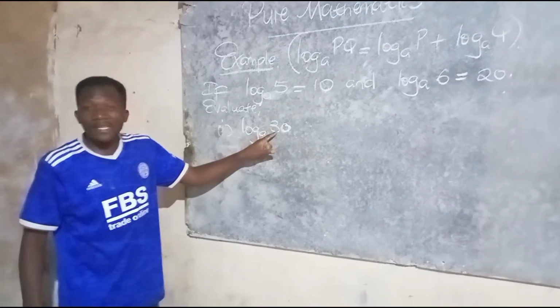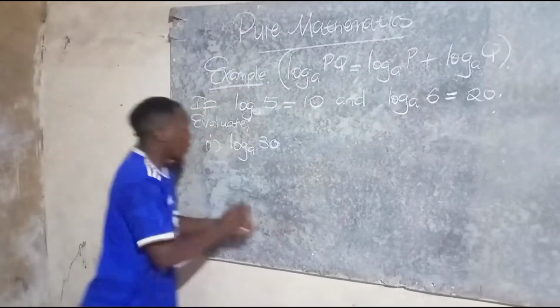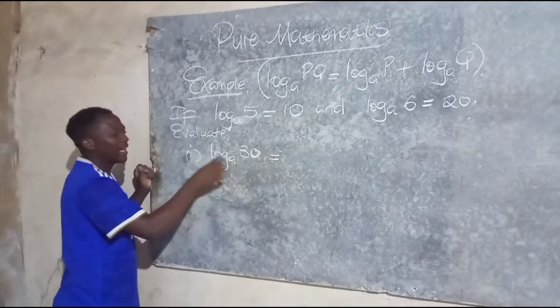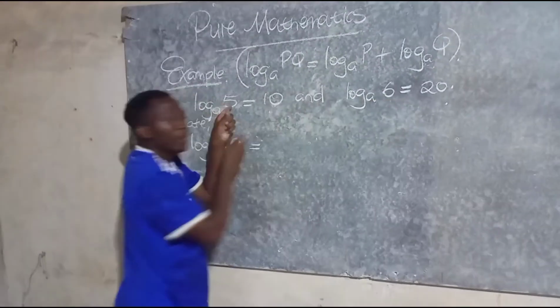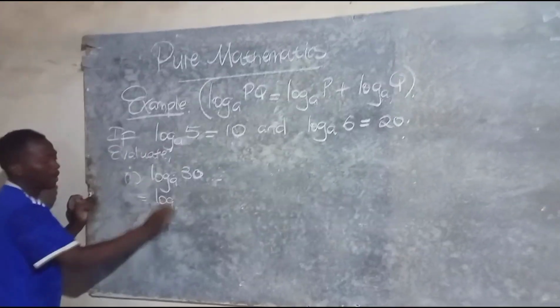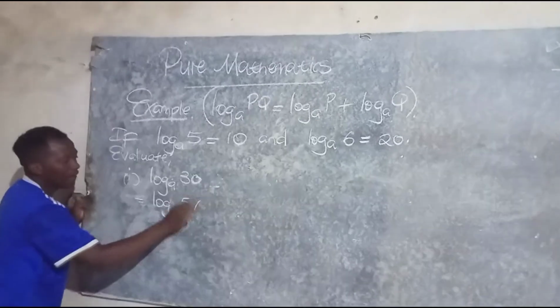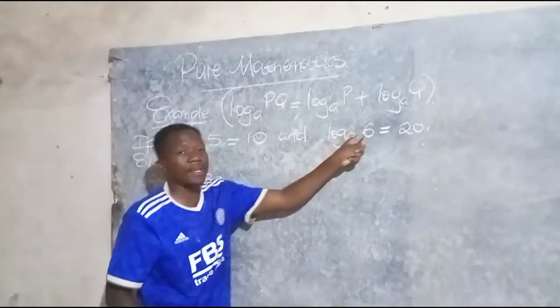So this 30 is achieved by having 5 and 6 multiplied. So we're going to write this separately. If this is log a of 30, it means these two numbers which are given are multiplied. So this is the same as log a of 5 multiplied by 6, where this 5 is here and this 6 is there.